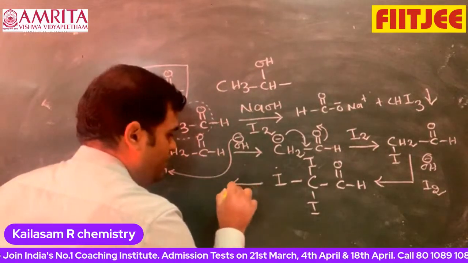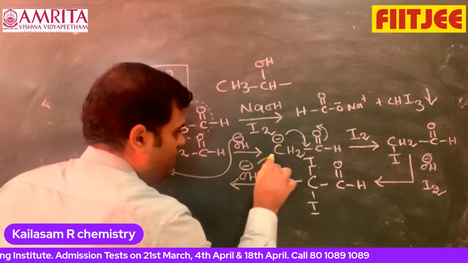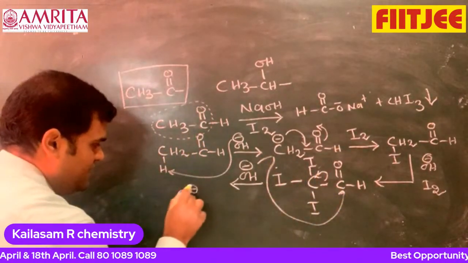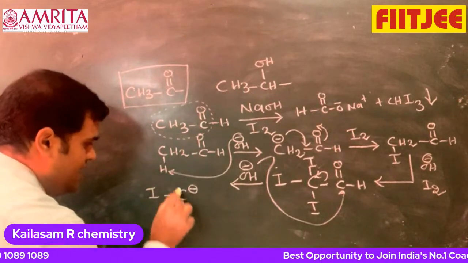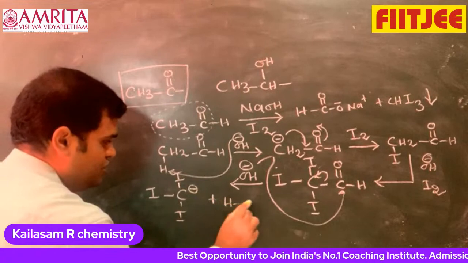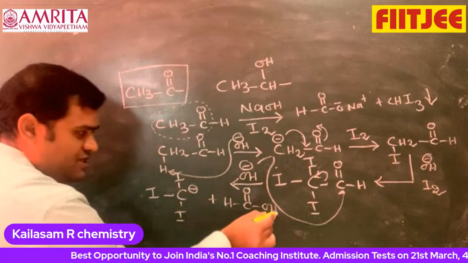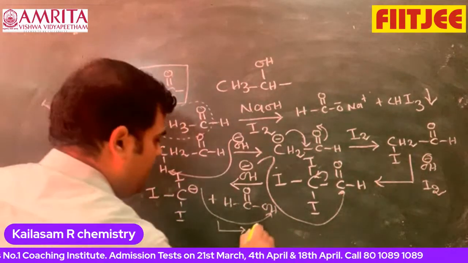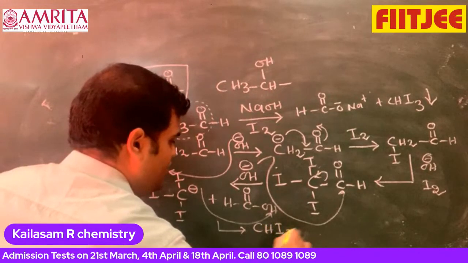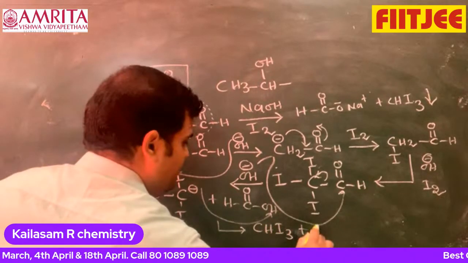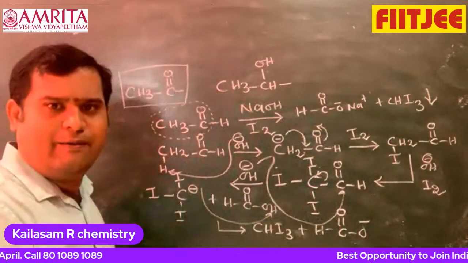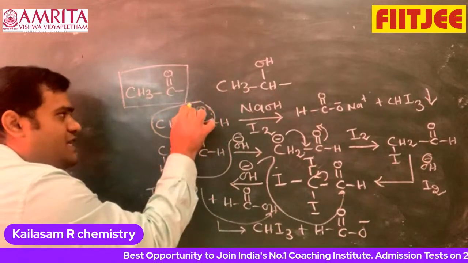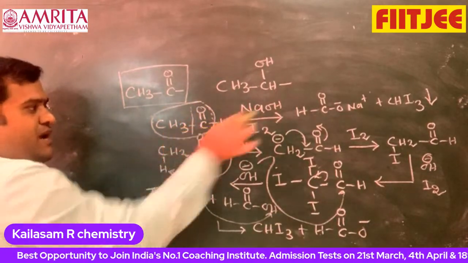Now look at this. When I use OH minus, it is going to attack here. Now this is going to break, which forms C minus I plus you are going to get H, C double bond O, OH. This is acid. This minus can take H plus from here. We can write it as CHI3 plus H, C double bond O minus. Please observe the logic here. That means iodoform reaction. So break the bond here. This becomes CH3. Remaining part is a carboxylic acid.